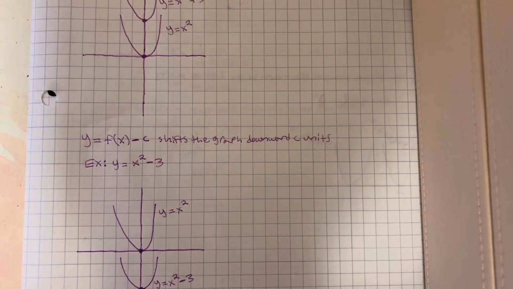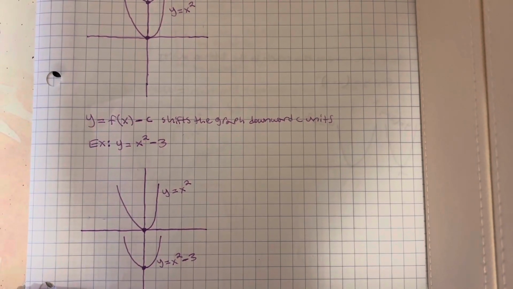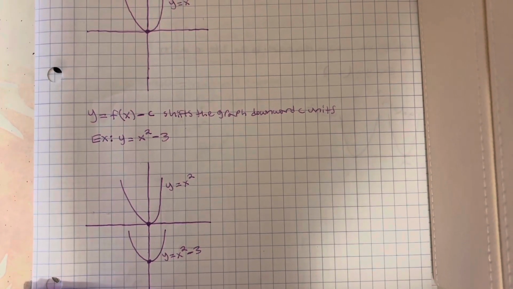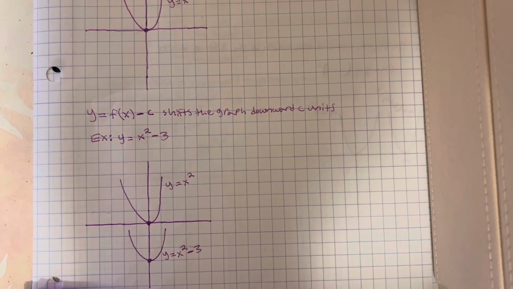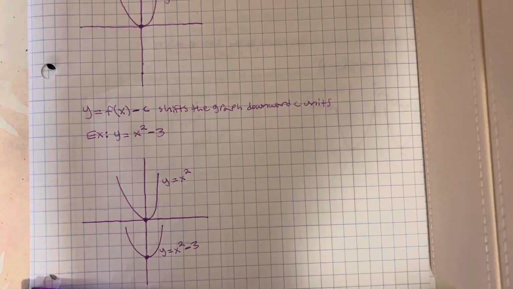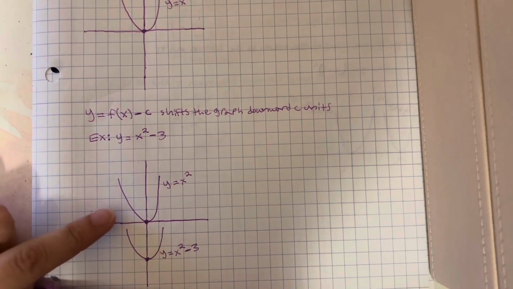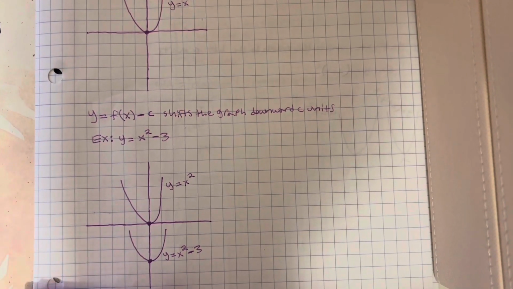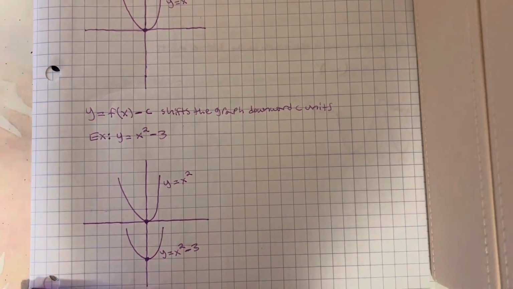Now, y equals f of x minus c shifts the graph downward c units. An example here would be y equals x squared minus 3. Once again, we have our parent function of y equals x squared, and it goes down 3 units, making it y equals x squared minus 3.